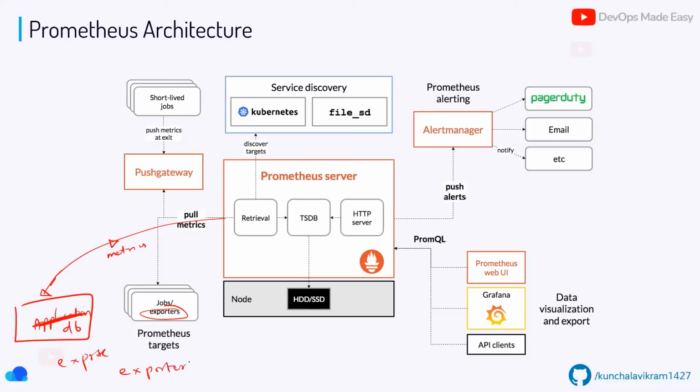These exporters will export the data for you. For example, for a database, you have database exporters directly available, which means using these services you can export the data or the metrics in such a format that Prometheus can understand them. Those are called exporters.